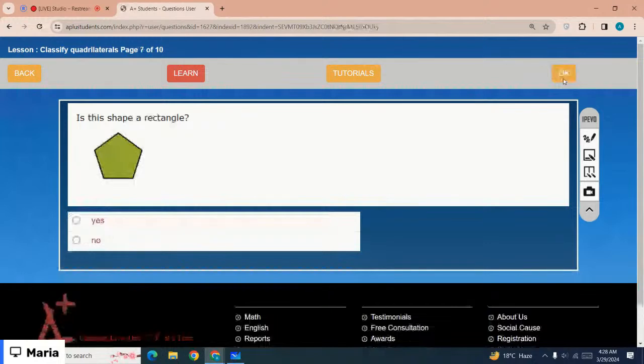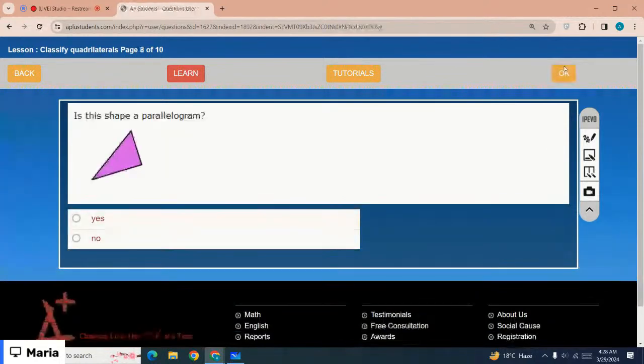Is this shape a rectangle? No, this isn't a rectangle, right? Is this shape a parallelogram? No, this isn't a parallelogram, right? The correct option is no.